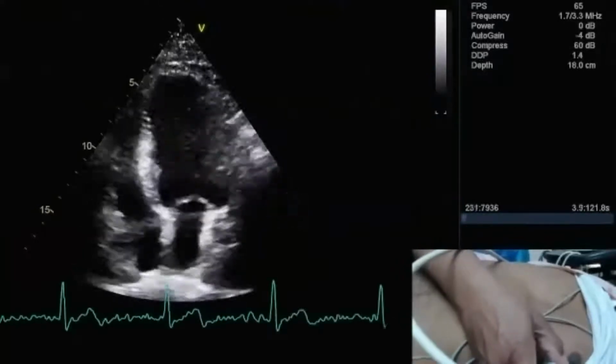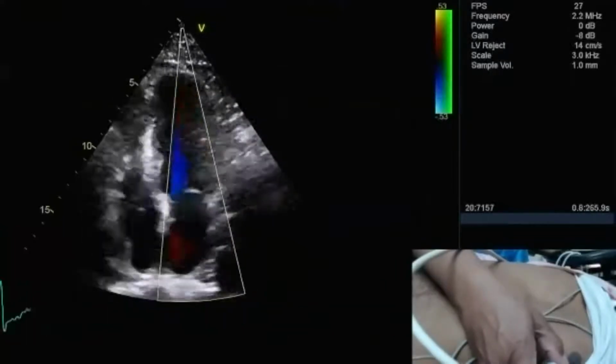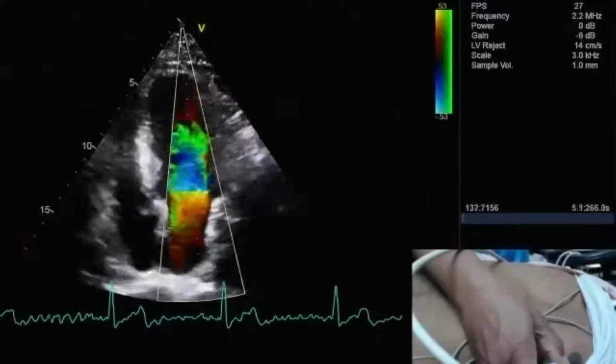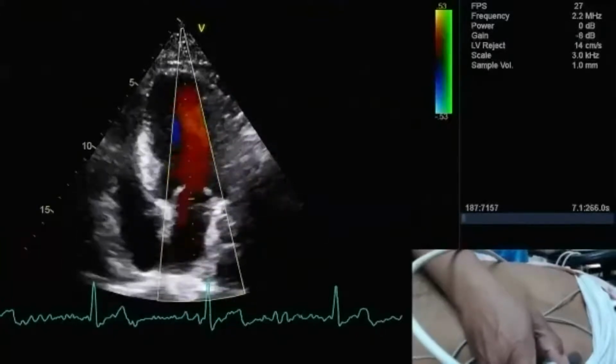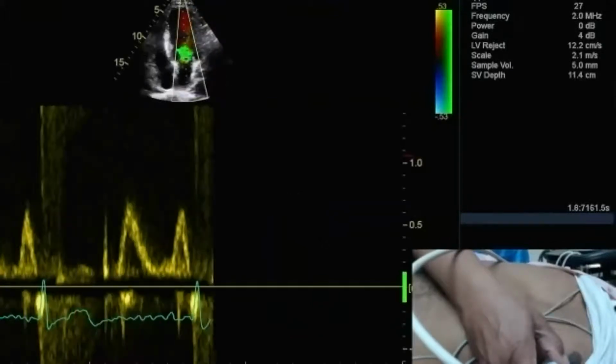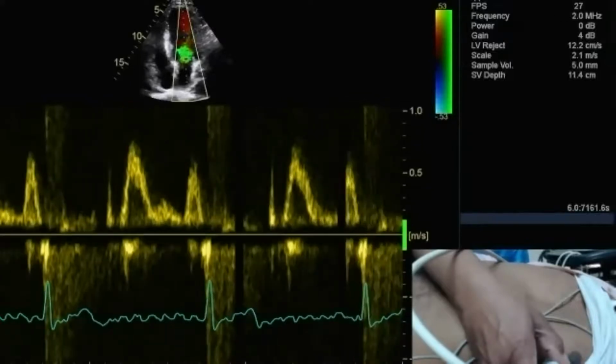Somebody has asked whether it requires separate transducers. No, no, only the knobs are there. Now I'm focusing on my regurgitations. Now placing the color on my regurgitation. Now you can look at the clear-cut aliasing at my regurgitations.